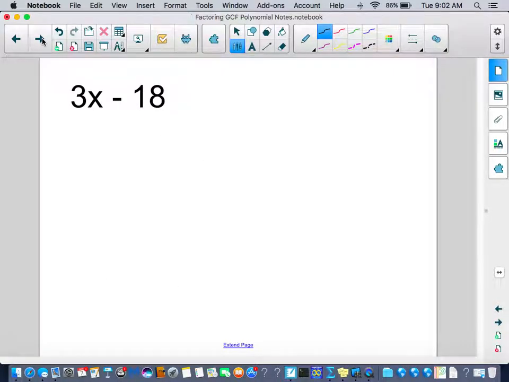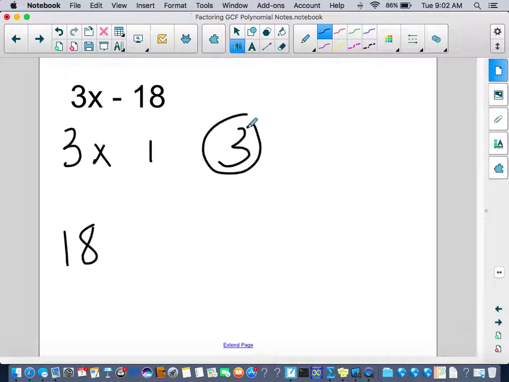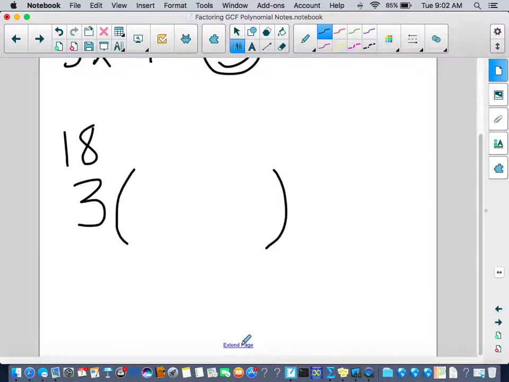Okay, so now when we're doing it of an expression, we're going to separate the terms. Find the greatest common factor of 3x, and find the greatest common factor of 18. Well, we know that the second term doesn't have an x, so we can't do that. So I have 1 and 3. Well, 3 goes into 18 as well, so I know that 3 is the greatest common factor. So I'm going to pull a 3 out. Now, in parentheses, we put what's left if we were to distribute.